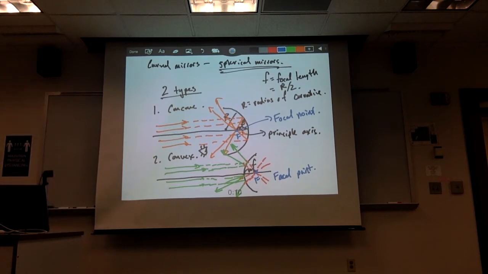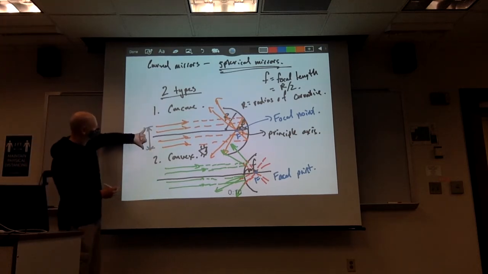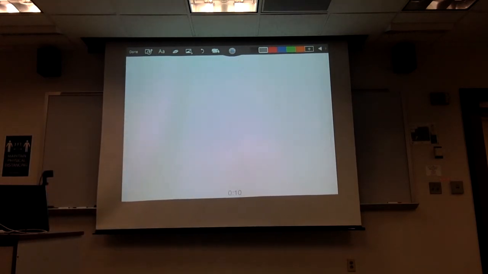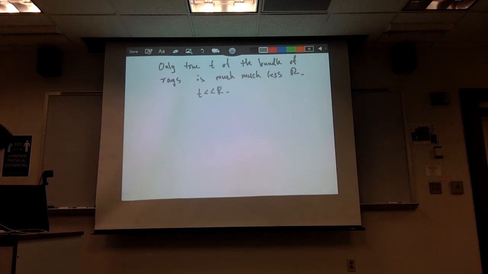Now, one thing to point out here, which is kind of important, although we're not going to make too big of a deal out of it, is this. Let's say this portion here has a thickness to it. It turns out that what we said here is only true as long as the thickness of these rays is much, much less than the radius of curvature. So this is only true if the thickness of the bundle of rays, T, is much, much less than the radius of curvature. Technically, it is only true for a bundle of rays that satisfies this.